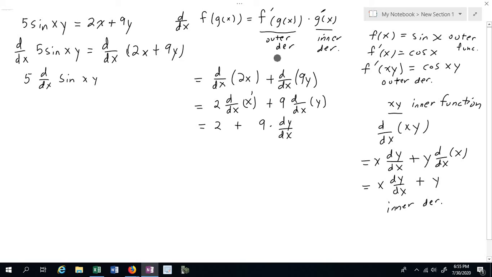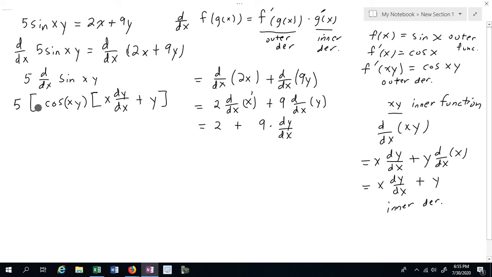Okay, and then all we have to do now is take the outer derivative and multiply it by the inner derivative, and that will give us the derivative of this composition. So I'm just going to write that in here. It's 5 times the outer derivative, which is cosine of xy. I'm just going to put parentheses around that to make it clear. And then times the inner derivative, which is x times dy dx plus y.